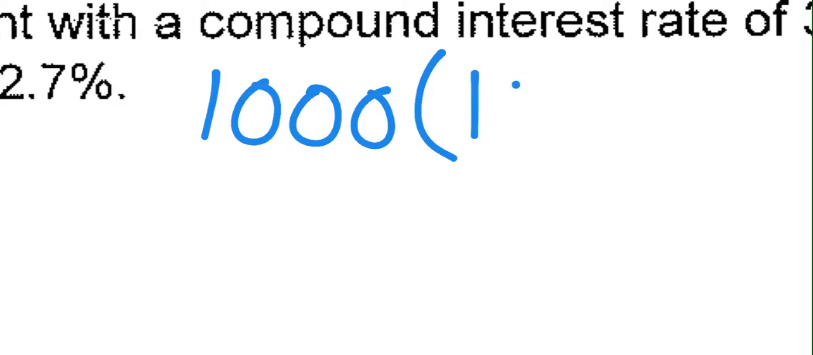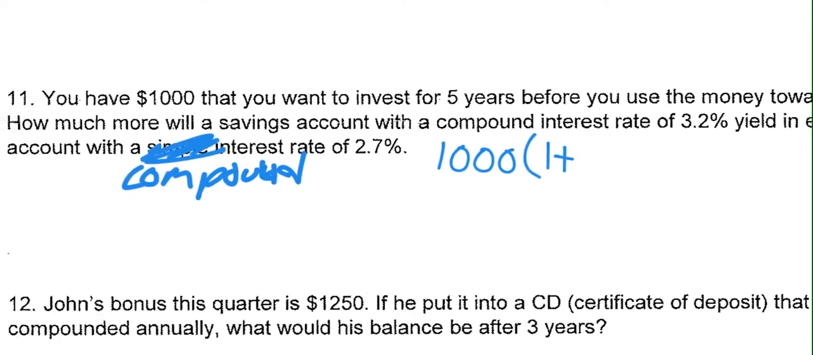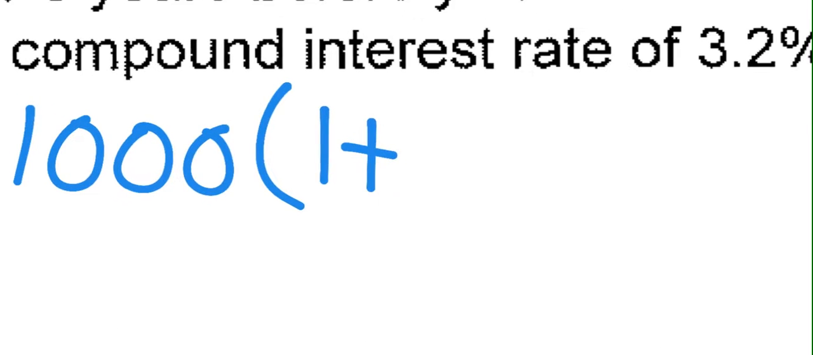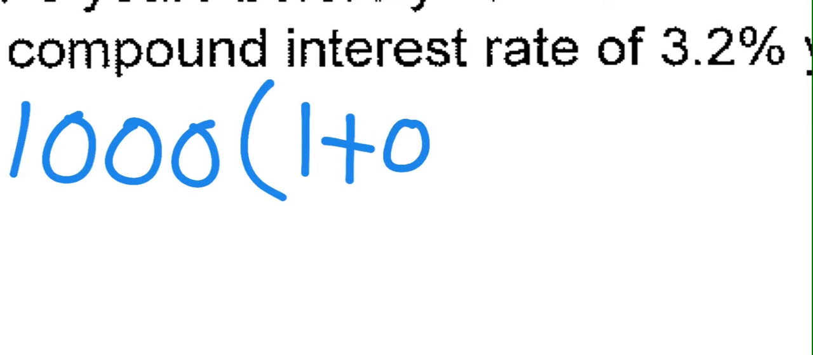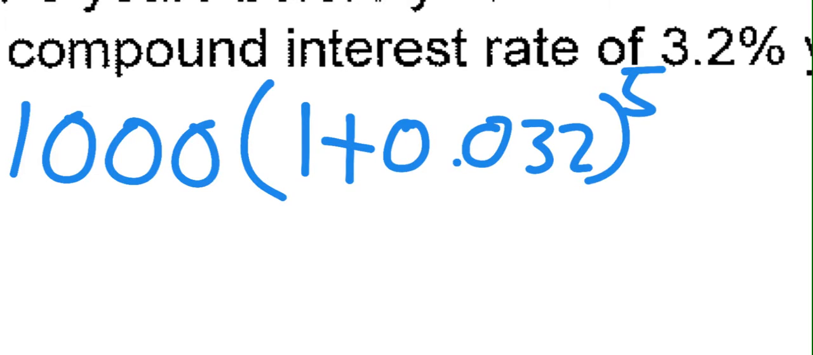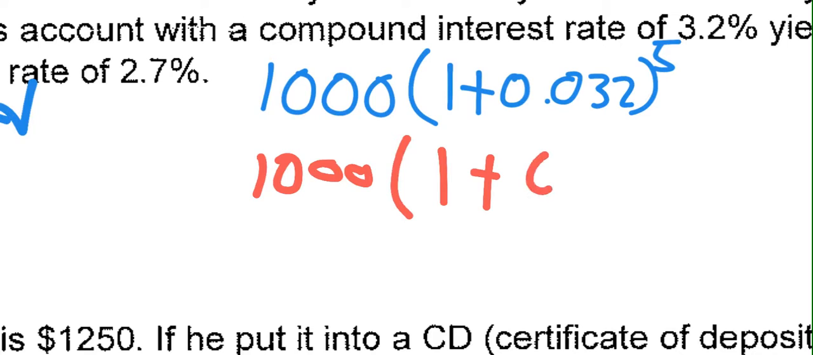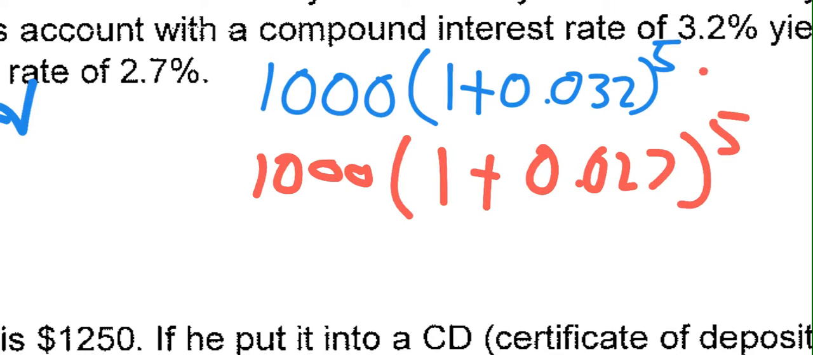We're still doing compound interest. I'm going to do the first rate, which was 3.2. Both of these are for 5 years. So I've got to make that 0.032, and then for 5 years. The other one, it's the same amount. It'll be 1,000 times 1 plus 0.027, because that was the other rate, and still for 5 years.